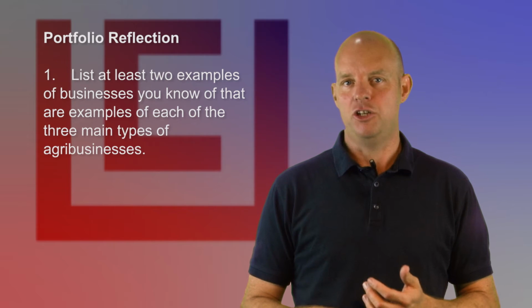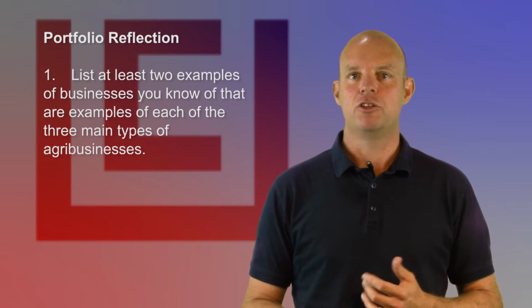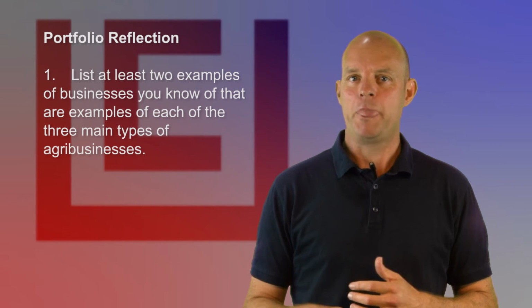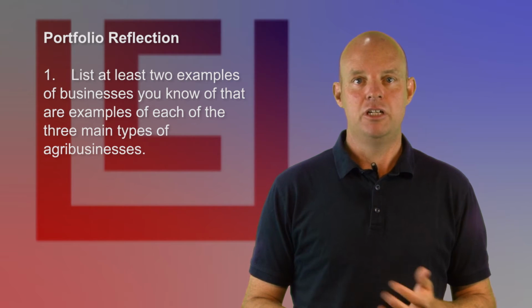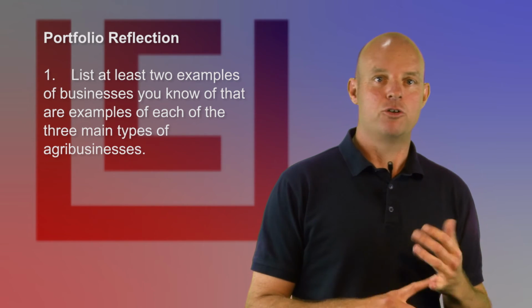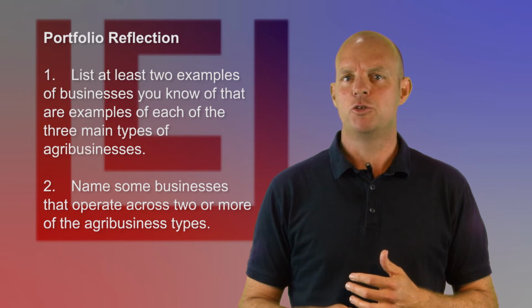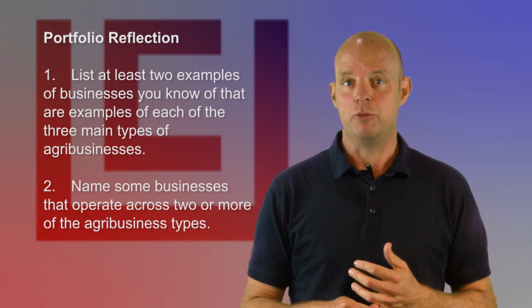Now to some more reflections in your portfolio before we watch some more videos. So the first task in your portfolio is that I want you to jot down some dot point responses to these questions. List the names of businesses that you know about that are examples of each of the three main types of agribusiness. That is primary production, agricultural suppliers, agricultural services. Can you name some businesses who operate across two or more of those agribusiness types?